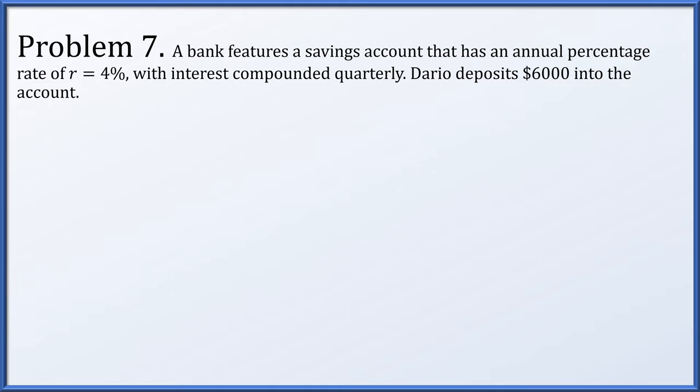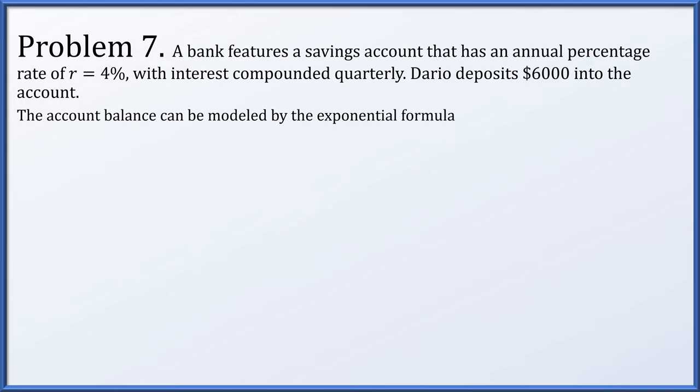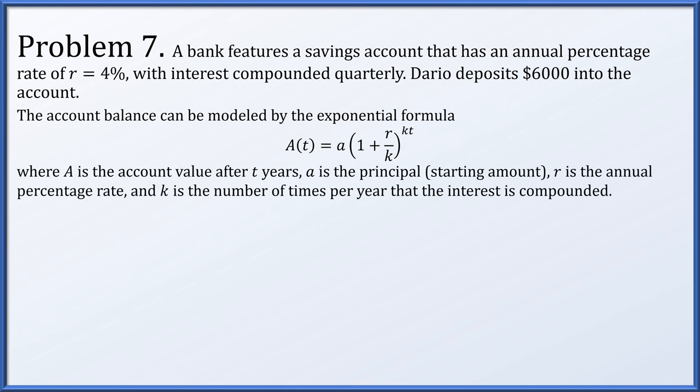A bank features a savings account that has an annual percentage rate of 4% with interest compounded quarterly. Dario deposits $6,000 into the account. The account balance can be modeled by the exponential formula A of t is equal to a times 1 plus r over k to the kt power, where A is the account value after t years, little a is the principal or starting amount, r is the annual percentage rate, k is the number of times per year that the interest is compounded. What values should be used for a, r, and k?